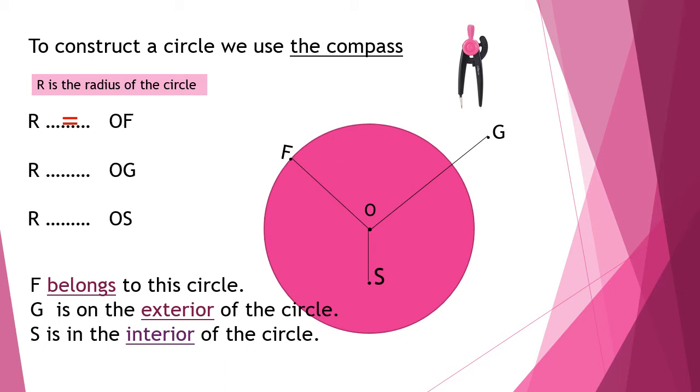The second point G, you can see that G is outside the circle. So OG is greater than the radius. And the last one, you can see that the radius here is greater than OS. So you can say that F belongs to this circle, or F is on the circle. G is outside the circle, or we can say that G is in the exterior of the circle. S is inside the circle, or S is in the interior of the circle.